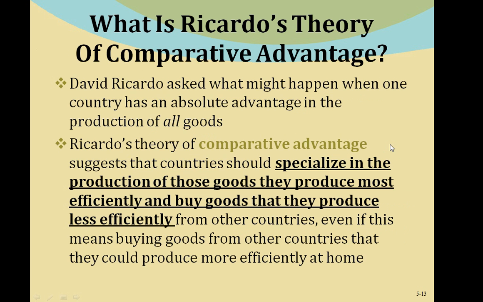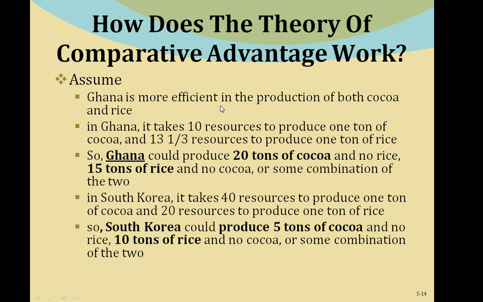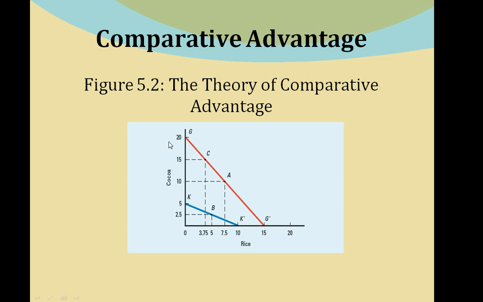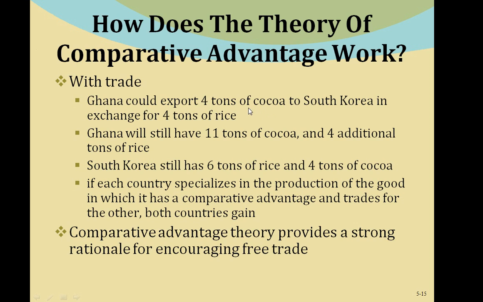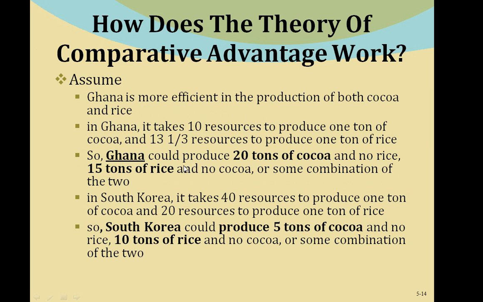So we take a look here. How does the theory of comparative advantage work? Ghana is more efficient in the production of both cocoa and rice, as I mentioned to you before. In Ghana, it takes 10 resources. Please remember this figure: 10 resources to produce 1 ton of cocoa, and 13 one third, which is 0.33. So 13.33 resources to produce 1 ton of rice.